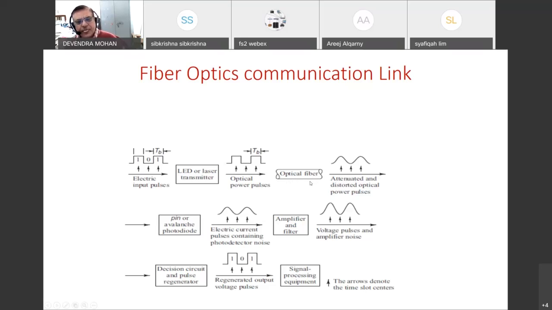And then, because of some limitations of the optical fiber, there is dispersion and there is attenuation, so we get the attenuated signal. Then we have the photodiode, which will detect these optical pulses and convert them into electrical pulses. These electrical pulses are amplified and we get the final signal after the decision circuit and the processing unit, as voltage pulses or the amplified signal. So this is how the communication system works.